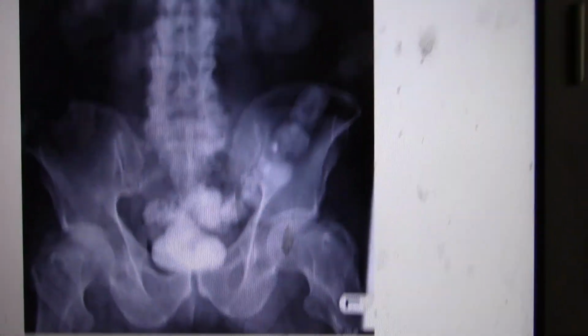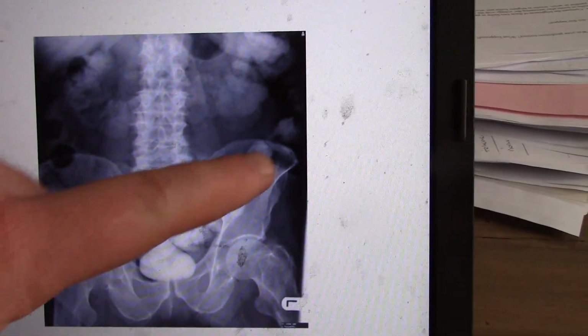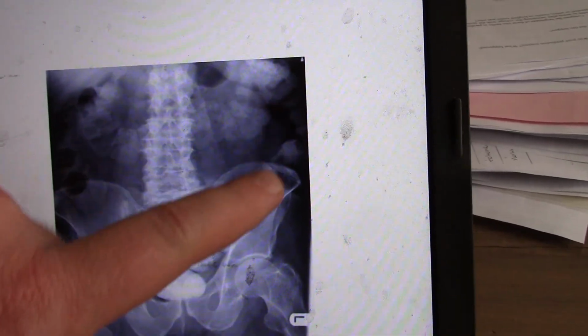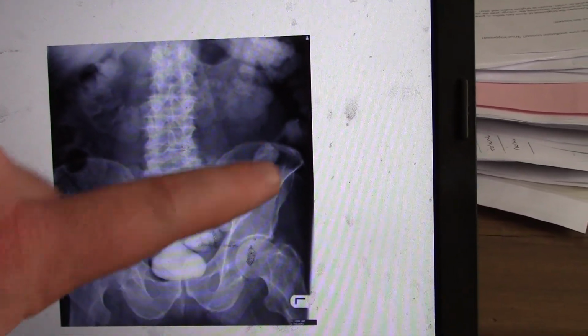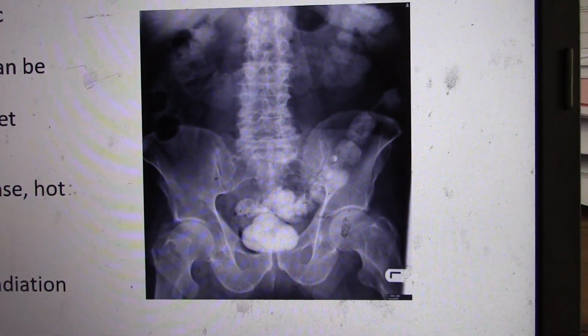So this is an image of a person's gut, and you can see that this is the bowels. This is someone whose bowel is severely impacted. So he's literally full of it. So that's kind of gross, but there you go.